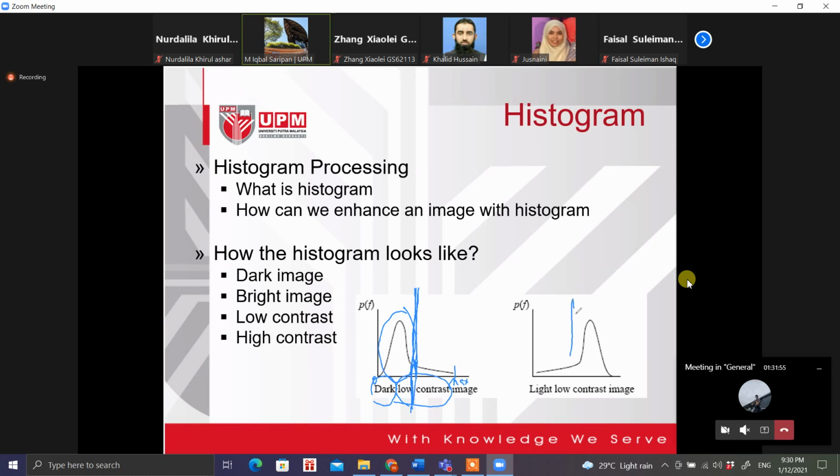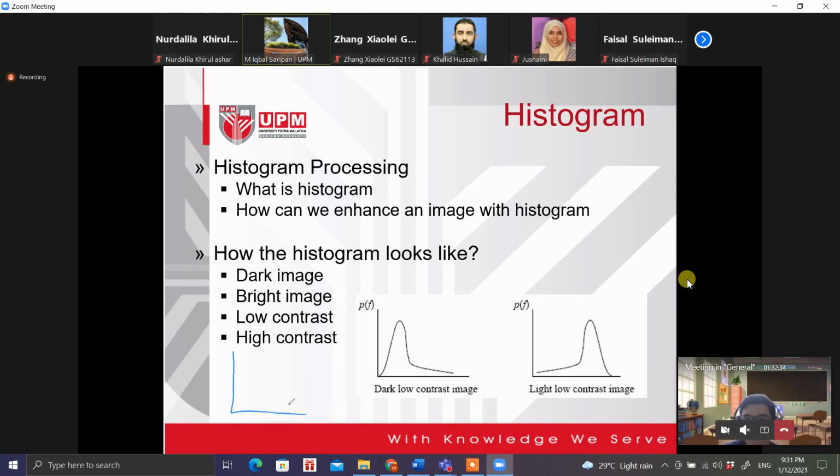On the other hand, we can see here that most of the pixels are residing at the very bright region. That's why we call this a light contrast. So, in other words, if I may summarize, if we have a lot of contrast in the darker region, then your histogram will look like this, meaning higher frequency in the lower values.